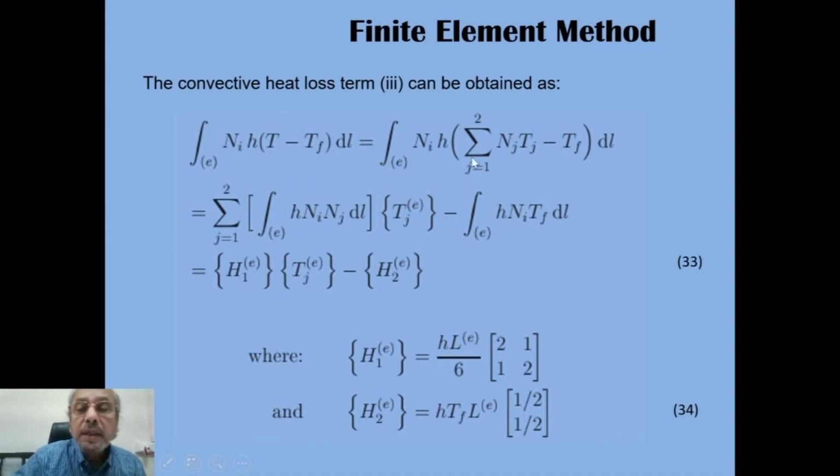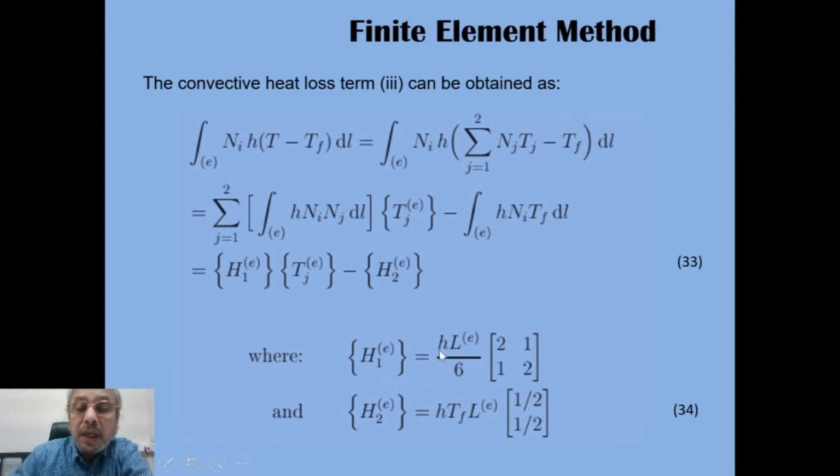So Ni and Nj getting multiplied, so H Ni Nj dl, and this is a column vector. Here only 2 elements are there, and this is H into Ni Tf, the ambient temperature. This is also known, will come outside the integral and dl. Now if we perform these 2 integrals, finally we will get H1 Tj minus H2, and H1 is what?